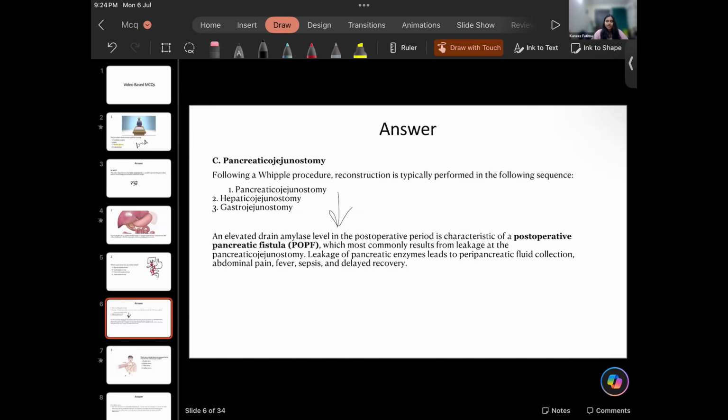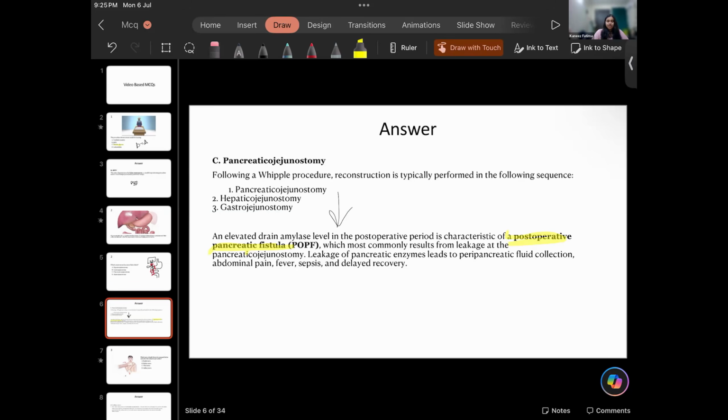So when the pancreatico-jejunostomy anastomosis leak occurs, there would be a drain which would be rich in turbid fluid, that is, very rich in amylase, and it would occur because of the post-operative pancreatic fistula. Post-operative pancreatic fistula would present as abdominal pain, sepsis, and fever, which the question mentions here.